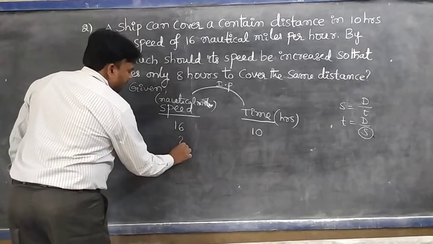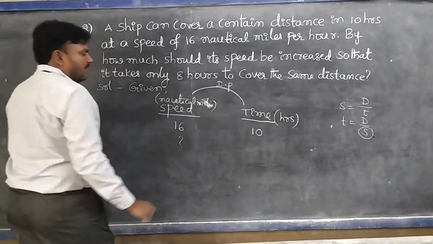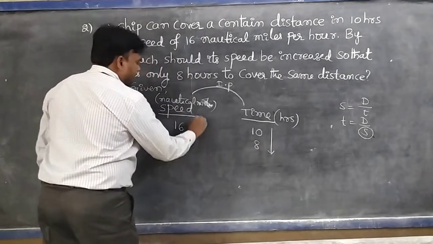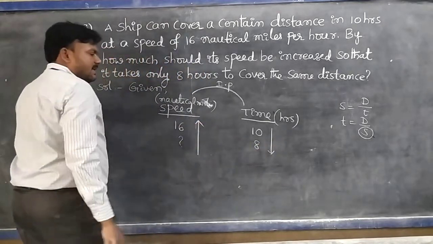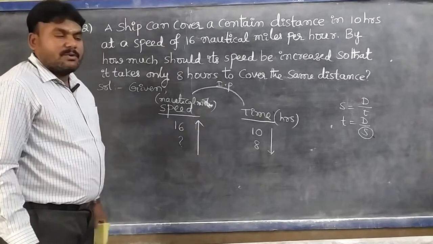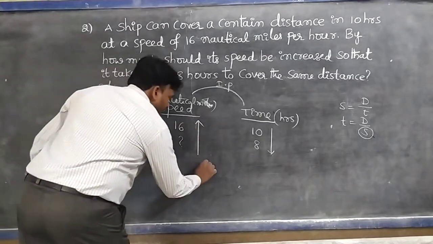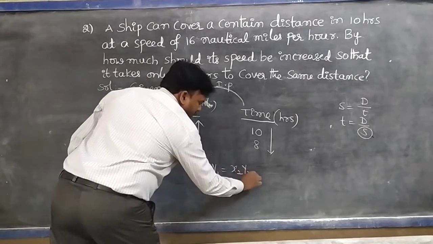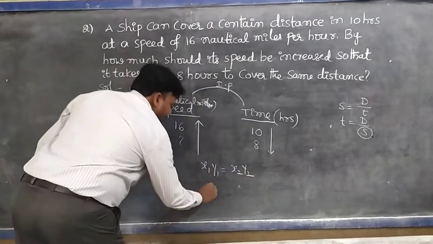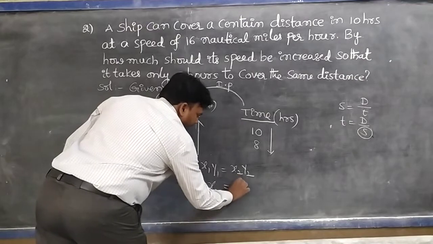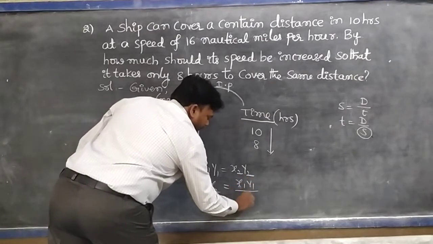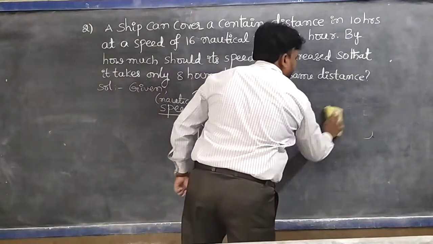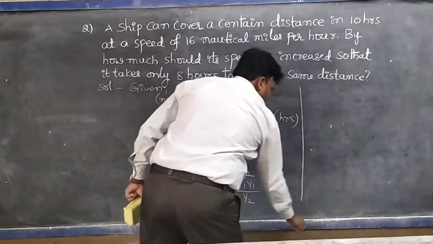First of all we find the speed. It takes only 8 hours. Here time decreases, so automatically speed increases, as both are in inverse proportion. Observe the formula as usual: x1 y1 equal to x2 y2, students. So then we find x2 equal to x1 y1 by y2. Apply the values carefully.